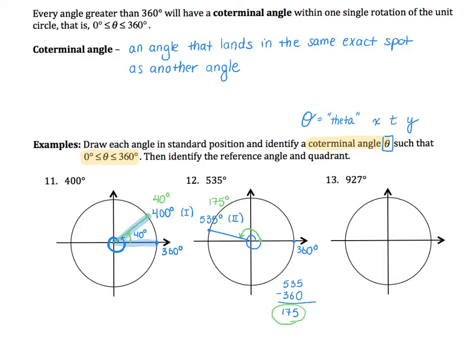Because again, the reference angle is going to be between my angle and the x-axis. I know that the x-axis is 180, and it is much easier to figure out the reference angle with your smaller angle, right, the 175, rather than the 535. Because if we know that 535 and 175 are in the same spot, it becomes a little bit more obvious that your reference angle is 5 degrees.